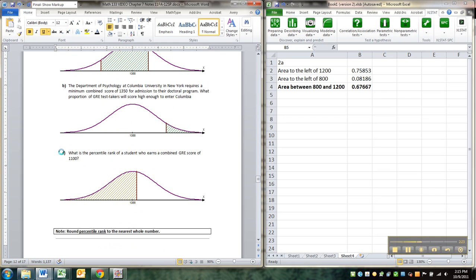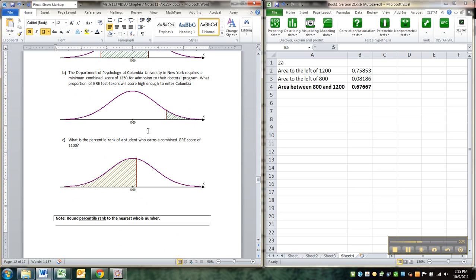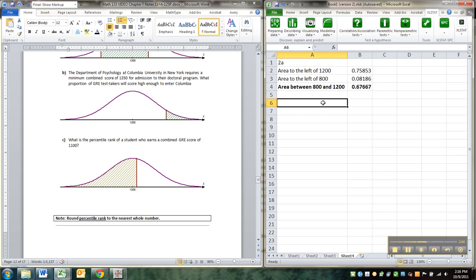All right, now what about Columbia? Columbia University is an Ivy League school. They require that you have a minimum score of 1350. In other words, you have to be way over here on the tail. So what proportion of GRE test takers will score that? See proportion again. So when they ask you proportion, they're really asking you for the area, right? The probability.